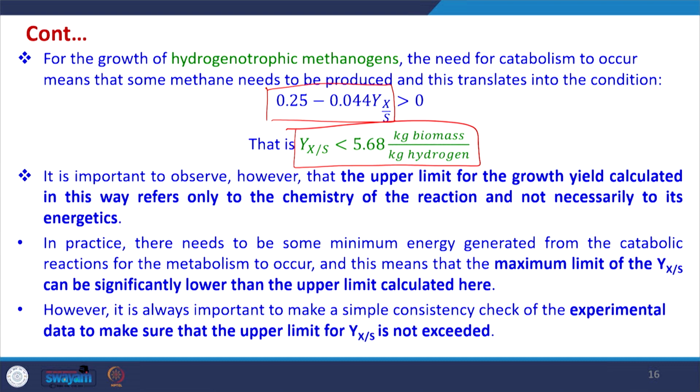It is important to observe that the upper limit of growth yield calculated in this way refers only to the chemistry of the reaction and not necessarily to the energetics. So, in practice, the actual value of the growth yield will be much lower than the upper limit calculated here. However, it is always important to make a simple consistency check of whether the experimental data is correct or not, and that the value of Y_X/S is not exceeded. Sometimes by mistake we can report such values. So, we can find out for each reaction the upper limit of the growth yield using the method defined here.